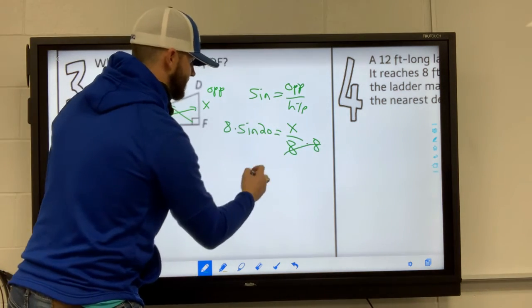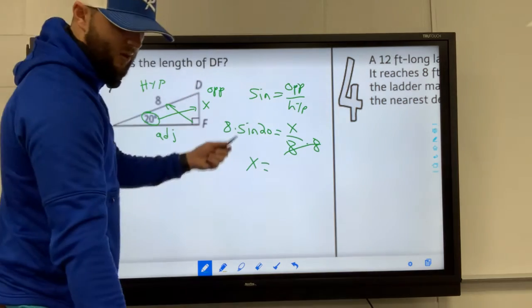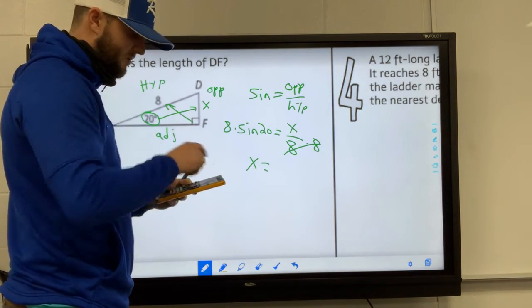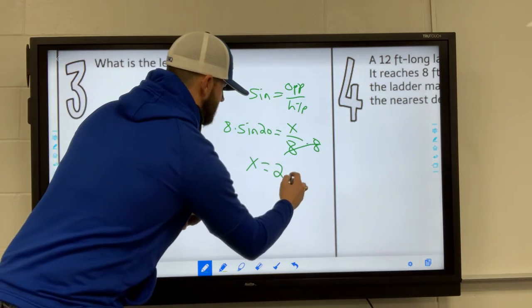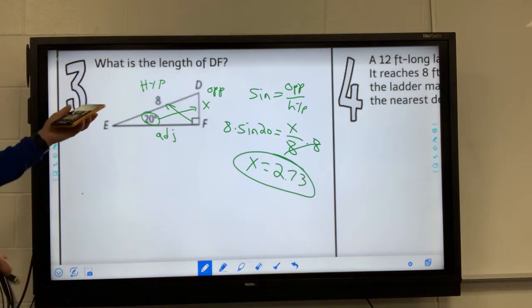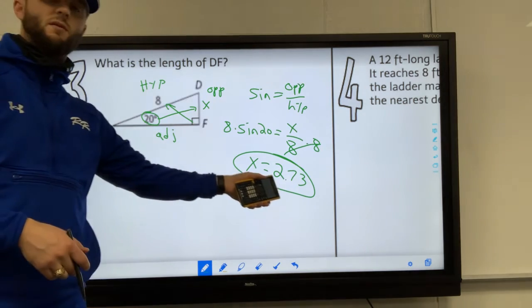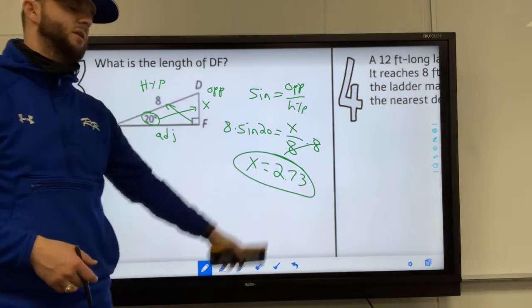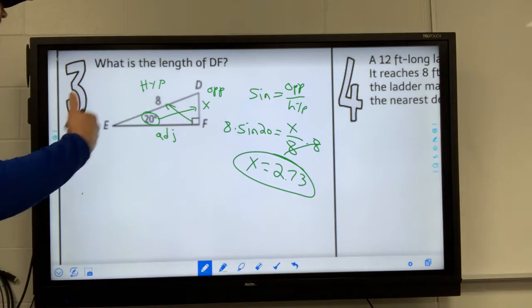So this cancels. So now in my calculator, I'm going to do 8 times the sine of 20. And when I click enter, that should give you 2.73. So ladies and gentlemen, your answer for DF is going to be 2.73. And sometimes it'll ask you to round, but I'm just doing it to that place right there, okay? Let's hop over to example number 4.